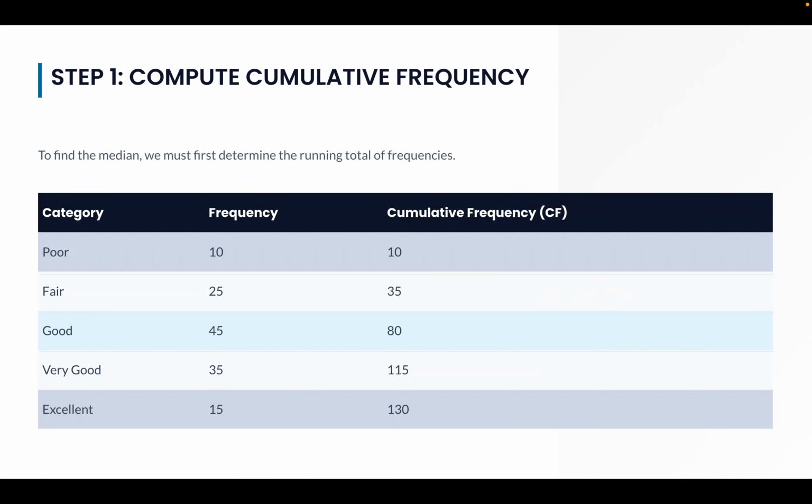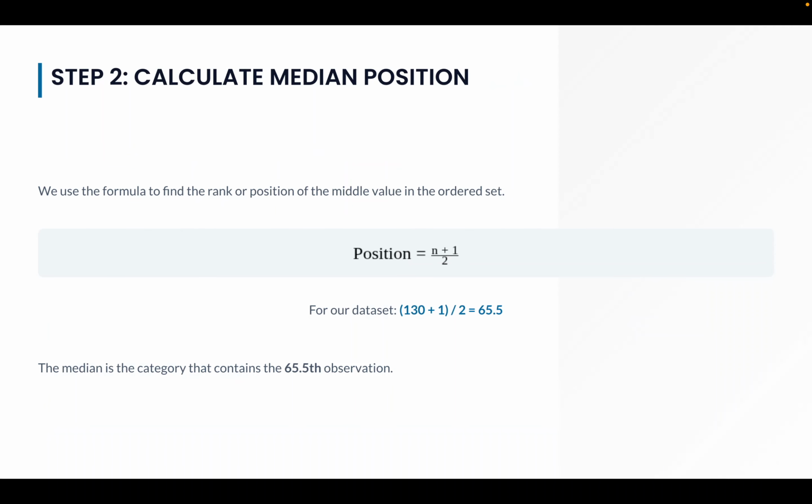Next, step one, compute cumulative frequency. To find the median, we must first determine the running total of frequencies. Cumulative frequency, in the most basic way of describing it, is just adding the previous value onto the next. For example, 10 plus 25 is 35. Then 35 plus 45 is 80. Then 35 plus 80 is 115. And 115 plus 15 is 130. Basically that's it.